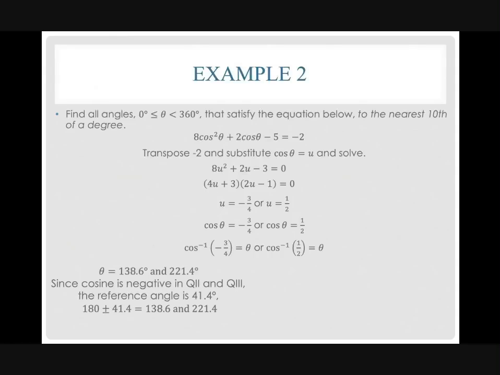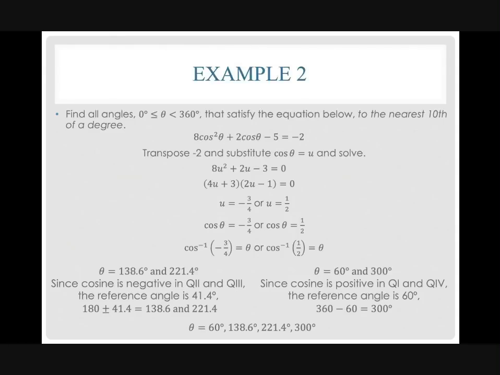However, the reference angle there is 41.4 degrees, or its distance from 180. So you add that 41.4 to 180, and you get 221.4. And then for cosine of 1/2, we get 60, and since cosine is also positive in the fourth quadrant, we do 360 minus 60, or 300. So your four solutions are 60 degrees, 138.6 degrees, 221.4 degrees, and 300 degrees.